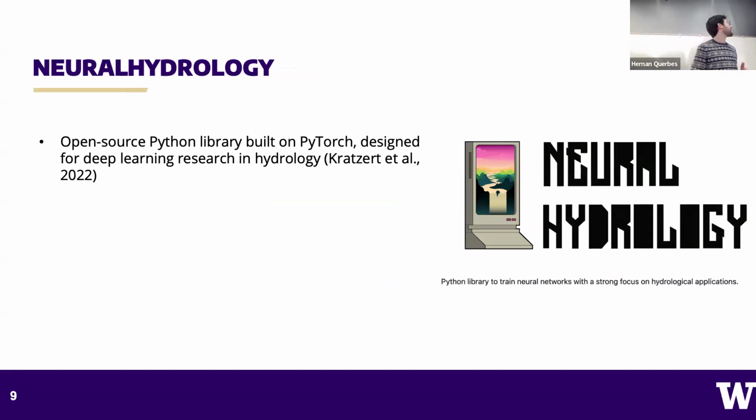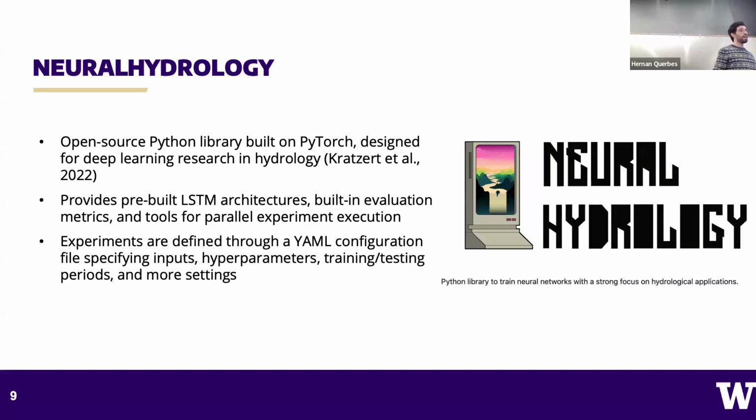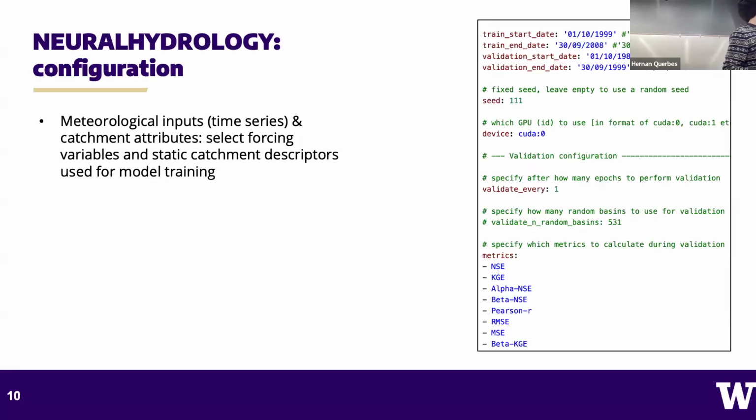To train these networks, I worked with an open source Python library called NeuralHydrology, which was developed to do deep learning research in hydrology. It provides many pre-built LSTM architectures, but also pre-built metrics, and tools for parallel computing. And the experiments are defined through a configuration file where you decide on the different hyperparameters, the training and validation periods, and more settings for the LSTM.